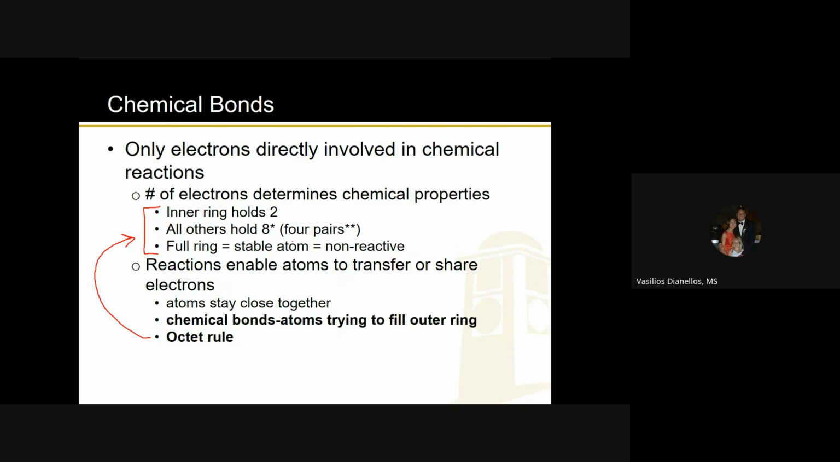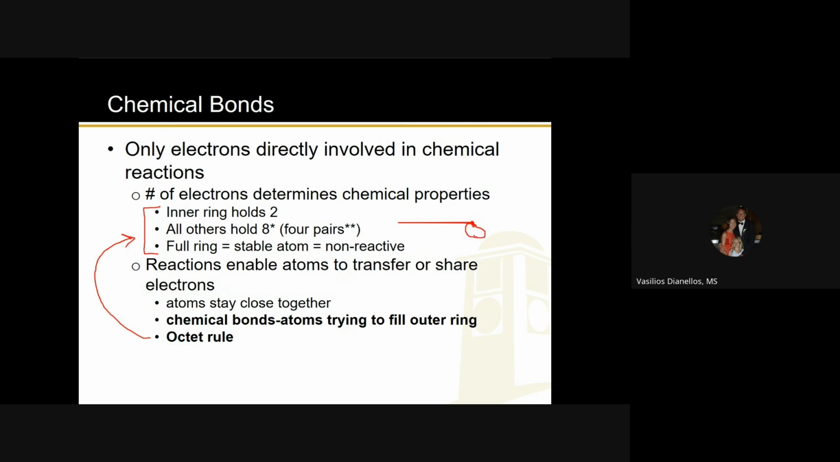But anyway, before we move forward, to remind you, when I talk about a full ring, when we draw these atoms, we draw an inner ring. I'll give you some examples moving forward, but I'm not going to do it at this moment. We draw an inner ring. I'll go ahead and draw it.